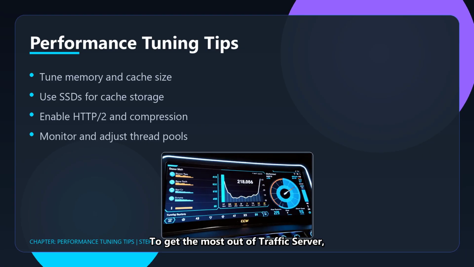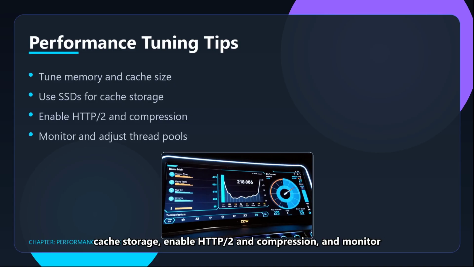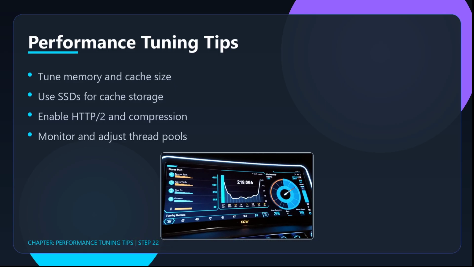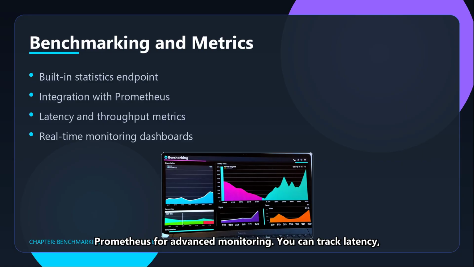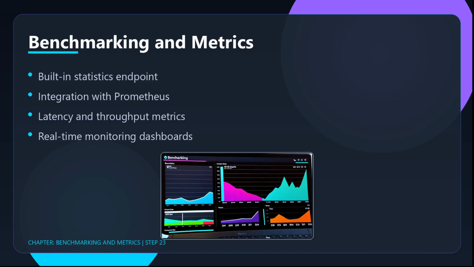To get the most out of Traffic Server, tune memory and cache size, use SSDs for cache storage, enable HTTP/2 and compression, and monitor and adjust thread pools for optimal performance. Traffic Server provides built-in statistics and integrates with Prometheus for advanced monitoring. You can track latency, throughput, and other key metrics in real time using dashboards.